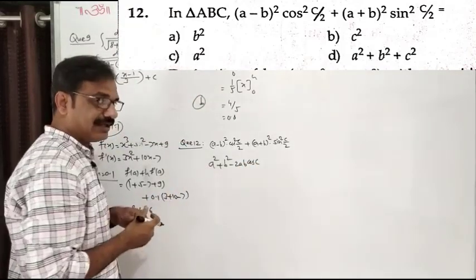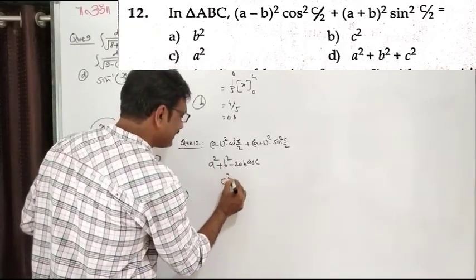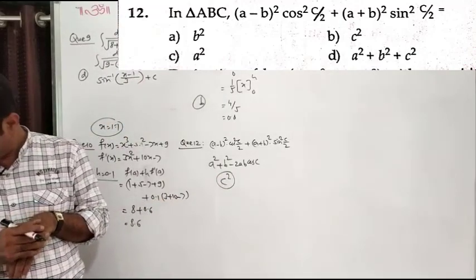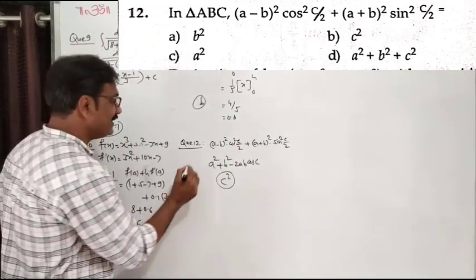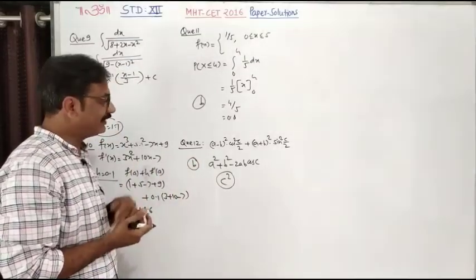ये है आपका cosine rule. So the value of this is c square. What is that option? Yeah, option is B. ठीक, have a look on this.